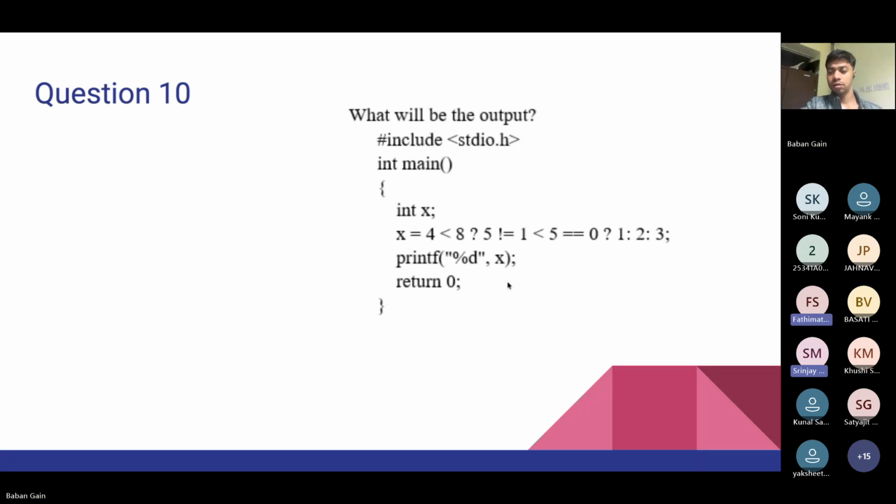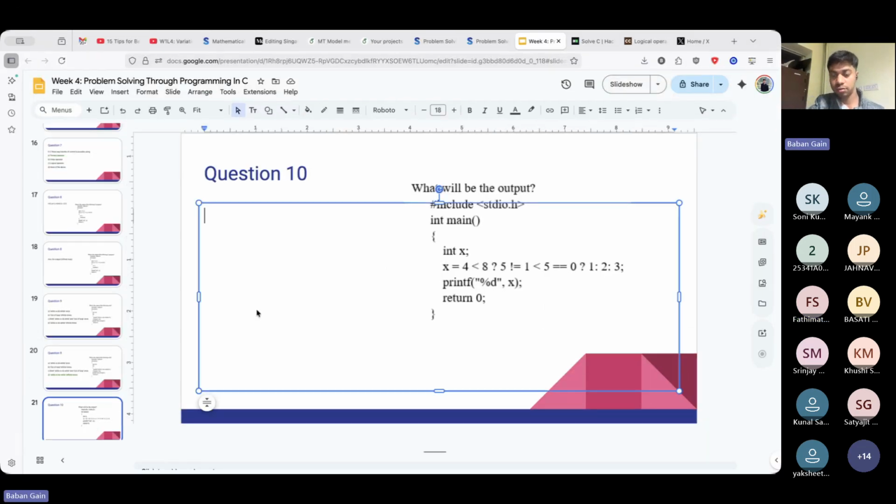May I? 4 less than 8 is true. One minute. Can you begin? Yes, you can begin. Here we solve the less than symbols first according to the precedence rule. Okay, let me write the steps that you are saying. Go ahead. So 4 less than 8 is 1 as it is true. So true is 1.